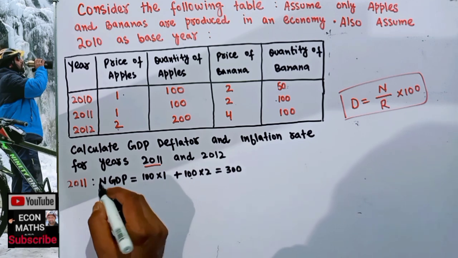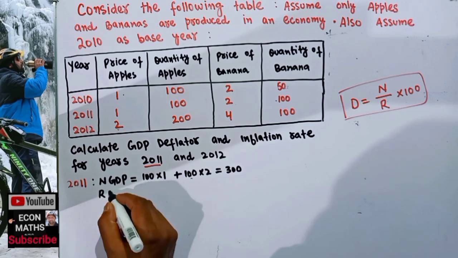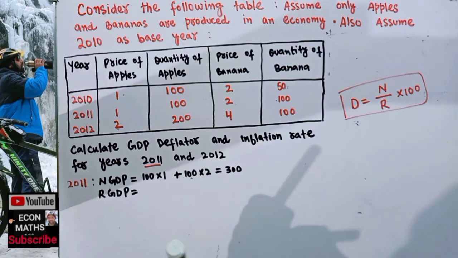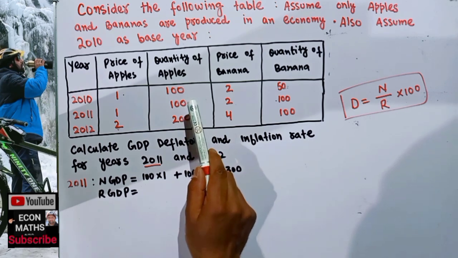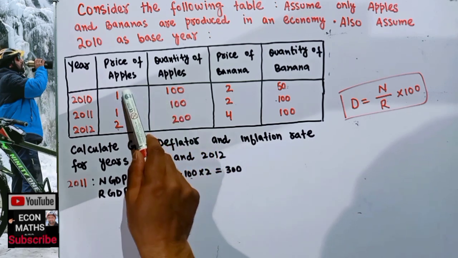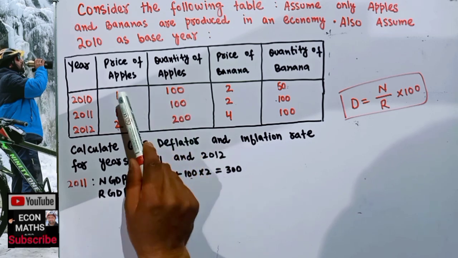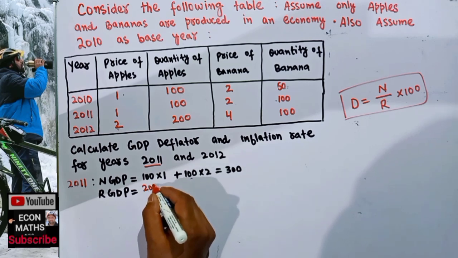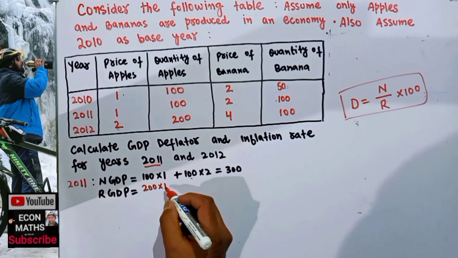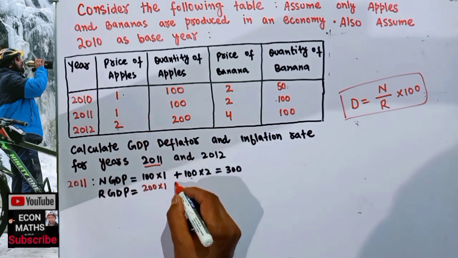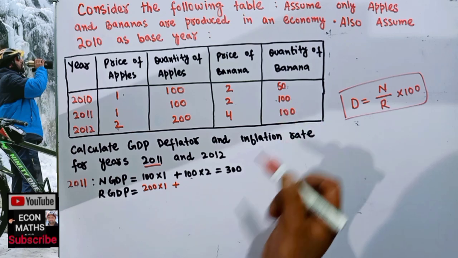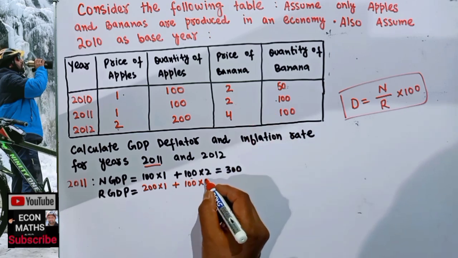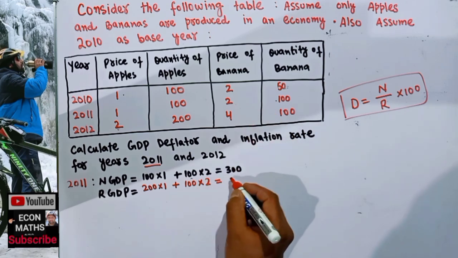We also need to calculate the real GDP for 2011. How do we calculate real GDP? Simply, we take the current year quantity and multiply it with the base year price. The current year quantity of apples is 100 and the base year price of apples is 1, so 100 into 1, plus the quantity of bananas, 100, into the base year price of bananas, which is again 2. So this comes out to be 300.